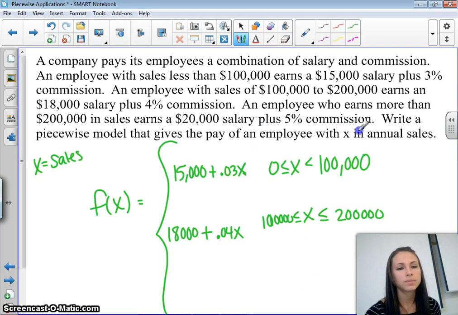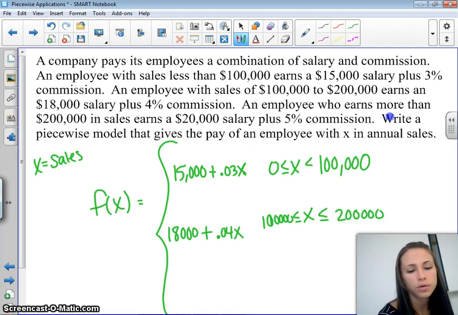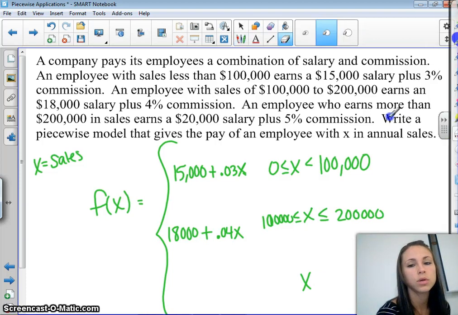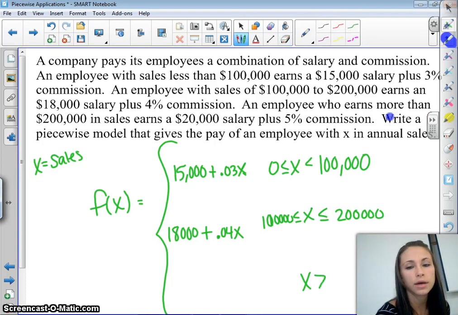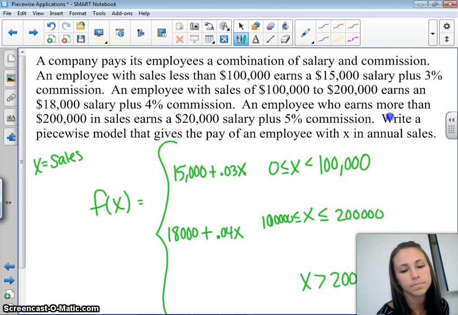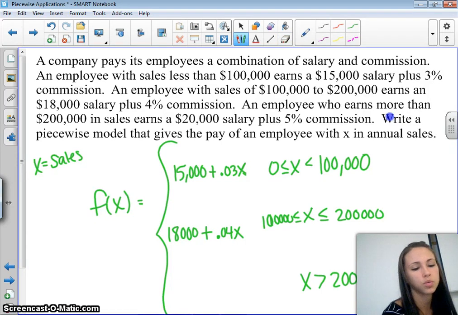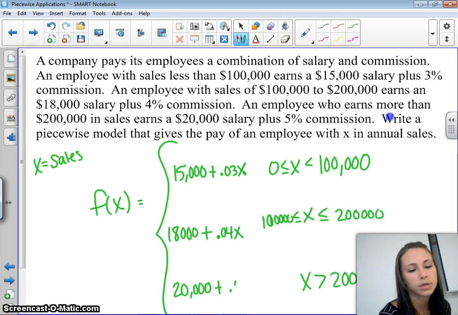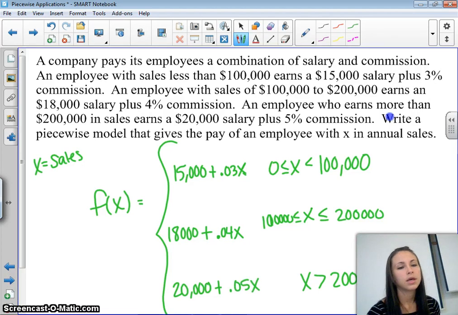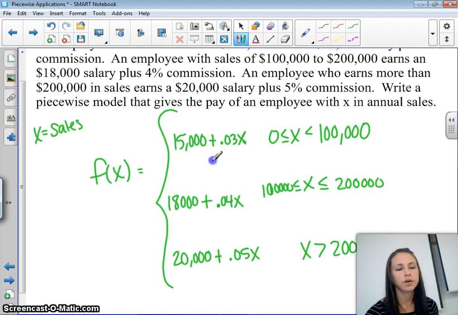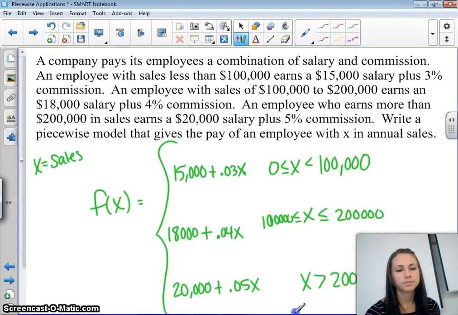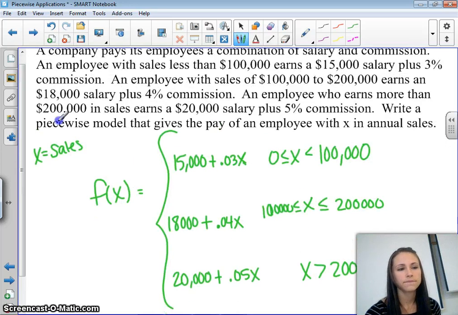And then my last one, this is an employee who earns more than $200,000, so it's not going to be greater than or equal to, because our last one was equal to. So if I earn more than $200,000 in sales, then I make a $20,000 salary plus a 5% commission, so that would be 0.05x. And so here's our piecewise function that would model the pay of an employee with x in annual sales. So x is sales. Alright, and so then that's my function.